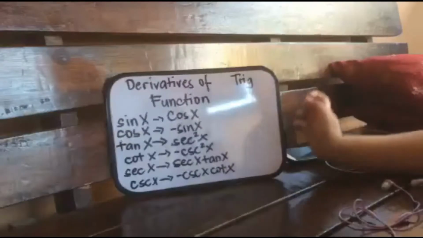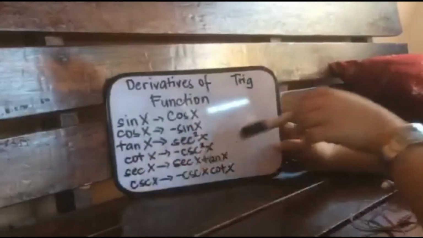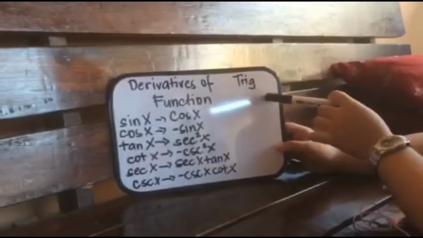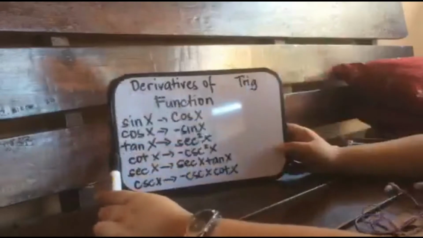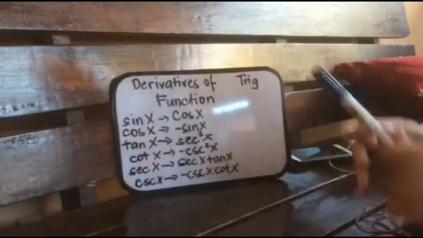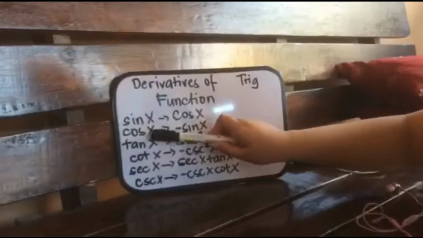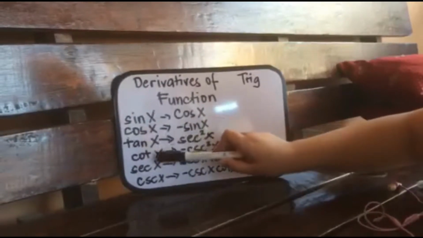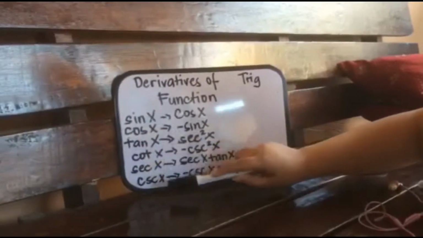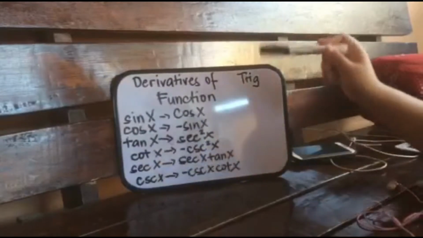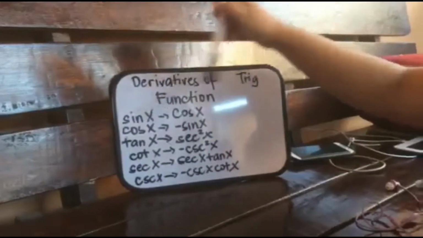And so today we're going to discuss the derivatives of the six trigonometric functions. So let us know first the derivatives of six trigonometric functions. We have six trigonometric functions which are sine x, cosine x, tangent x, cotangent x, secant x, and cosecant x. So, pag dinerivative siya, ito yung mga magiging sagot.